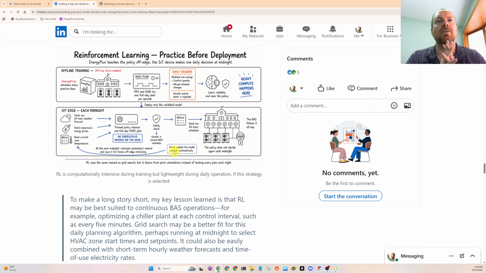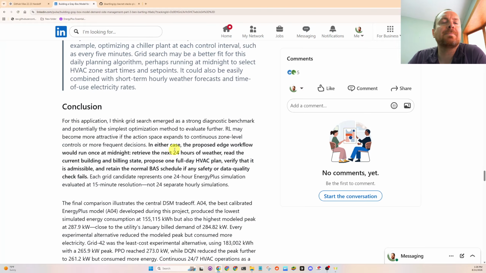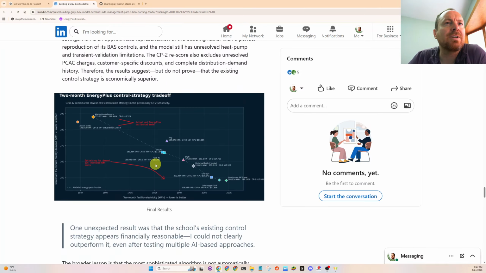So maybe grid search is just a better application for this iterative process of finding the most optimized algorithm. But this was pretty fun. So let me just get down to my final results. Maybe I can zoom in here.